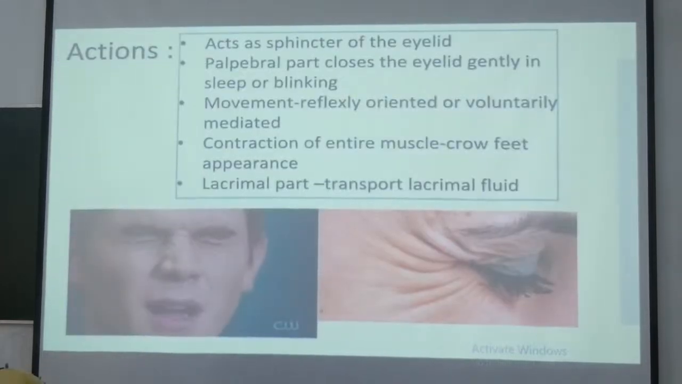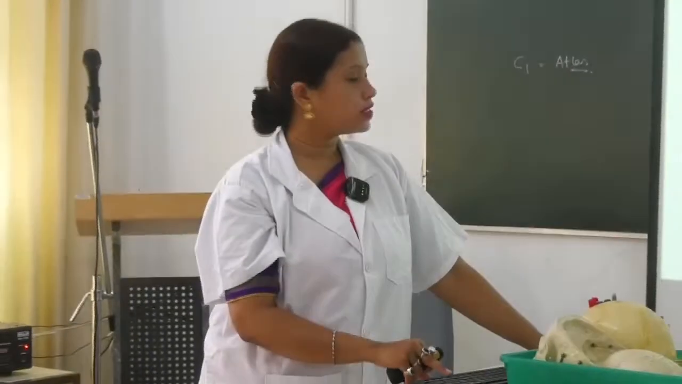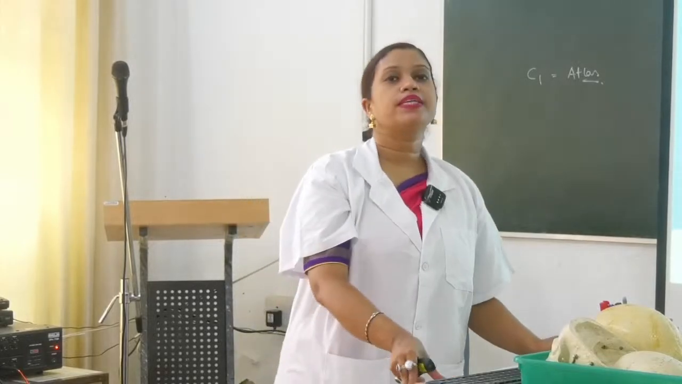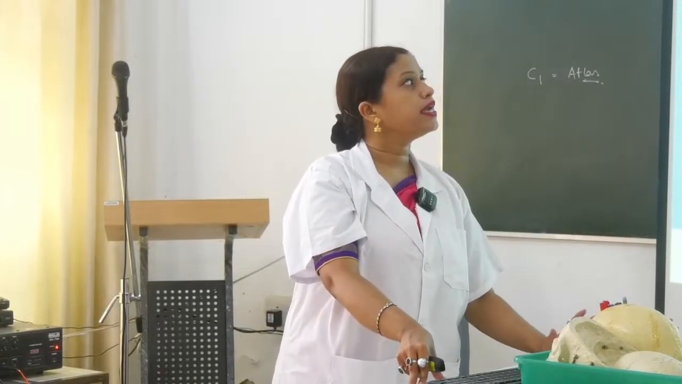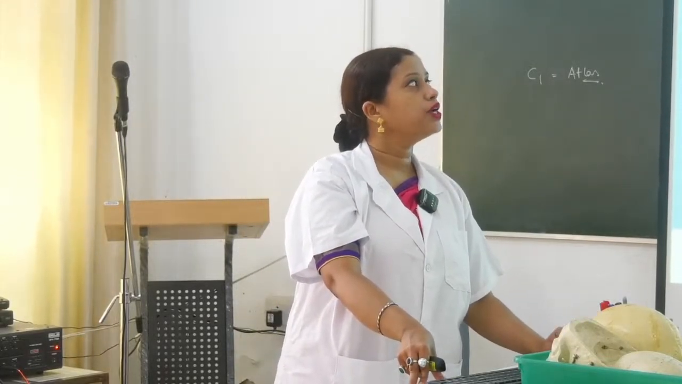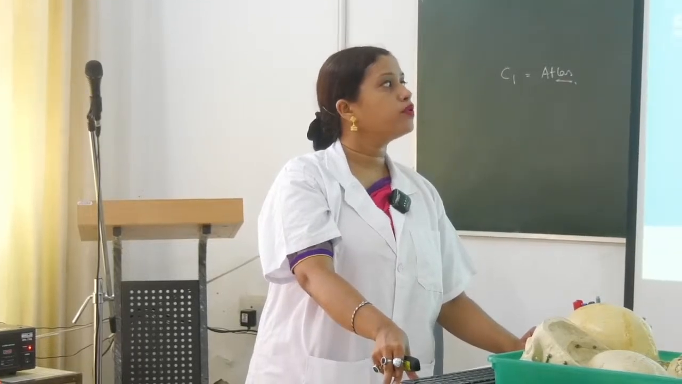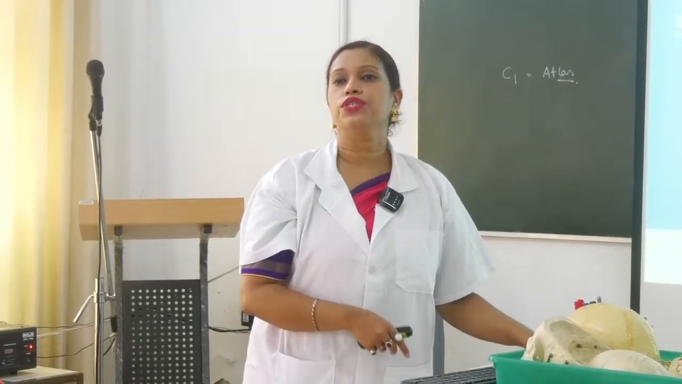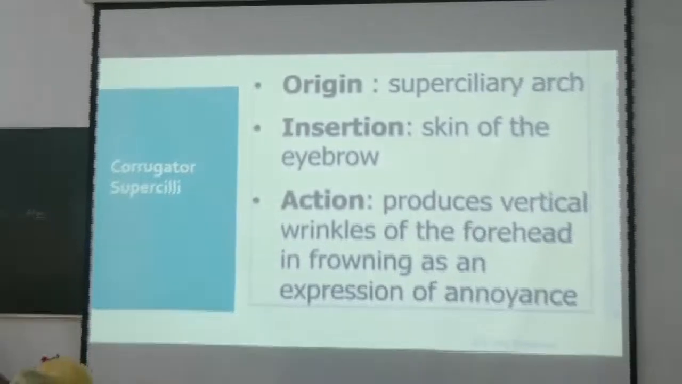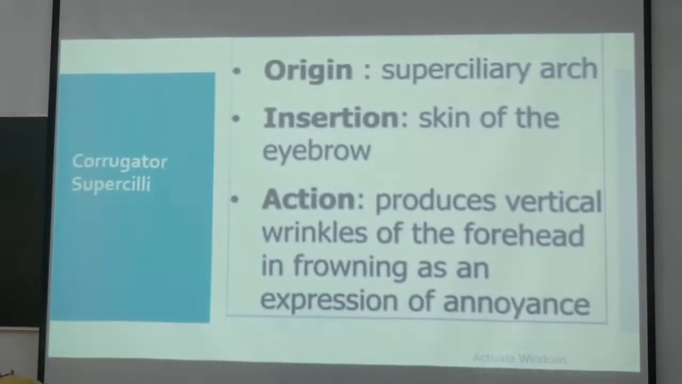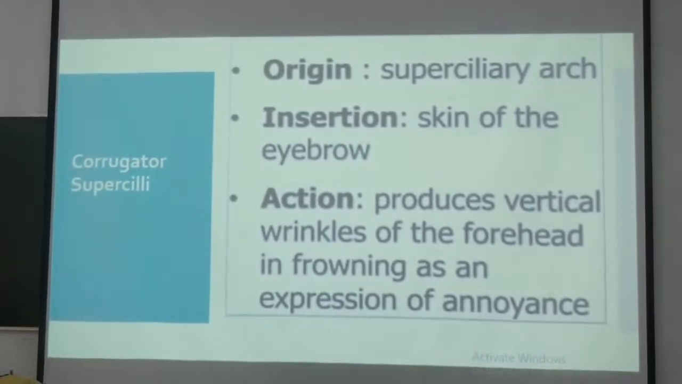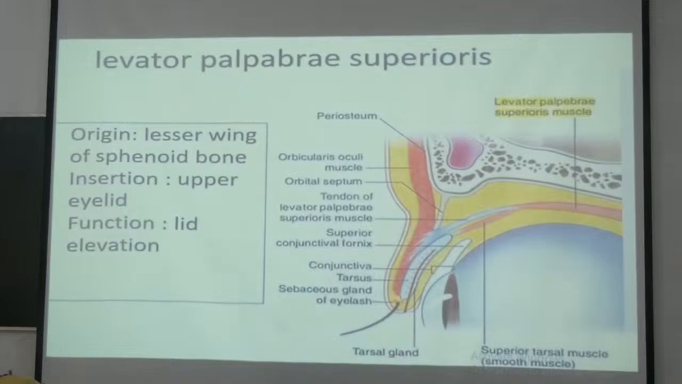Now what are the actions? Closing the eye forcefully, so that is orbicularis oculi. This is the main function. Now coming to corrugator supercilii. Corrugator supercilii originates on the superciliary arch and inserts on the skin of the eyebrows. What will it produce? It will produce wrinkles on the forehead and also the frowning movement. Frowning expression.